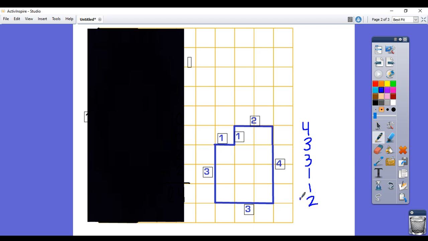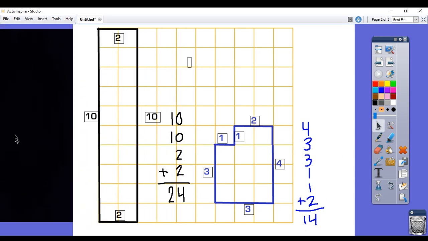So now I'm going to add those numbers up. I'm going to start with 4 plus 3, and I know that's 7. 7 plus 3 gives me 10. Plus 1 more is 11. Plus 1 more is 12. Plus 2 would give me 14. So I know that this shape, this rectilinear shape in blue, has a perimeter of 14.